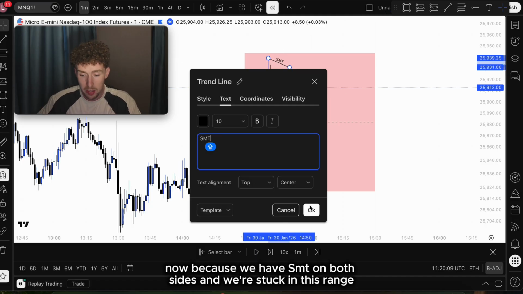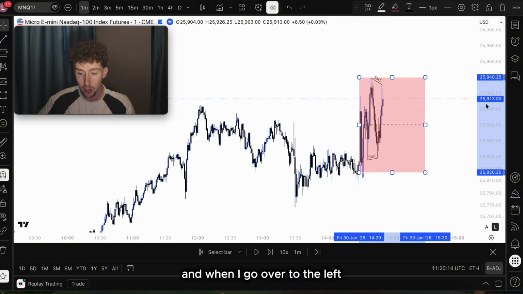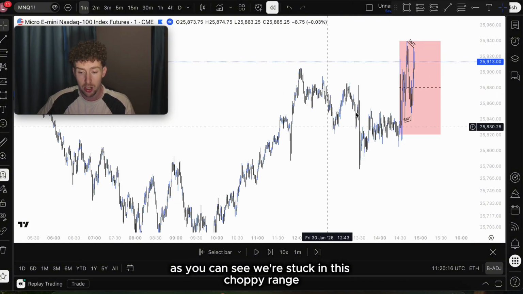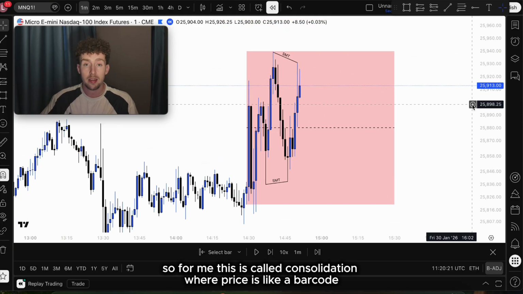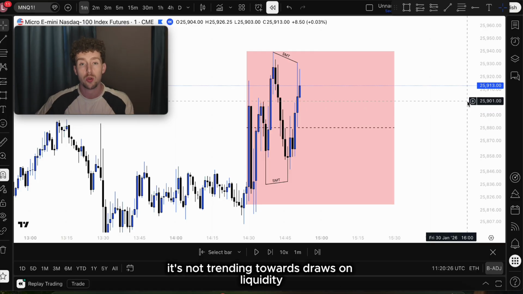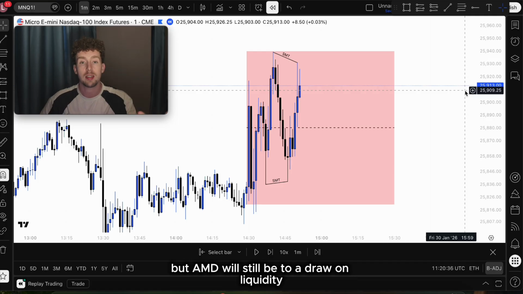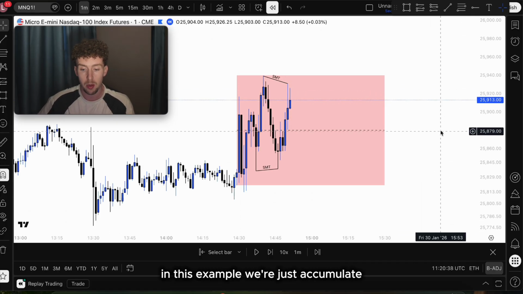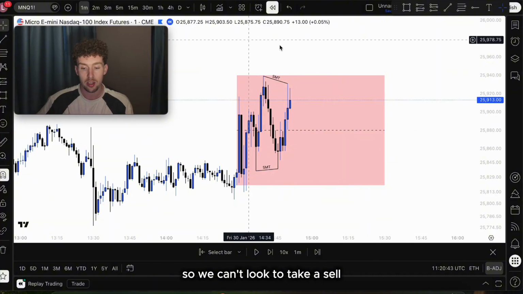Now, because we have SMT on both sides and we're stuck in this range, we can't break the high and the low. And when I go over to the left, as you can see, we're stuck in this choppy range. We're not taking out any key levels. So for me, this is called consolidation, where price is like a barcode. It's not trending towards draws on liquidity. Remember, we're either taking continuation setups or reversal setups or AMD. But AMD will still be to a draw on liquidity. In this example, we're just accumulating. We haven't got the manipulation yet, so we can't look to take a setup.